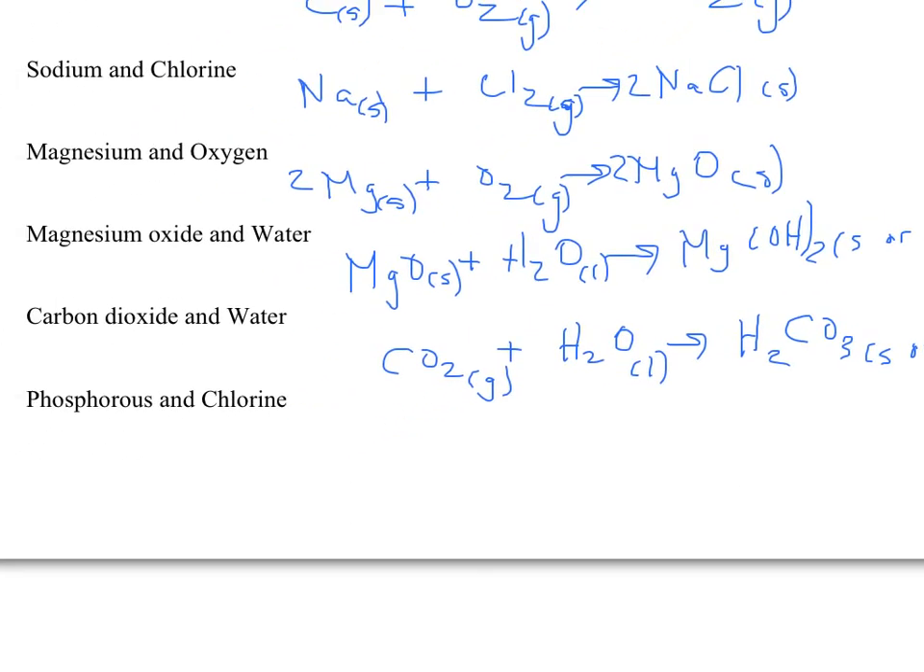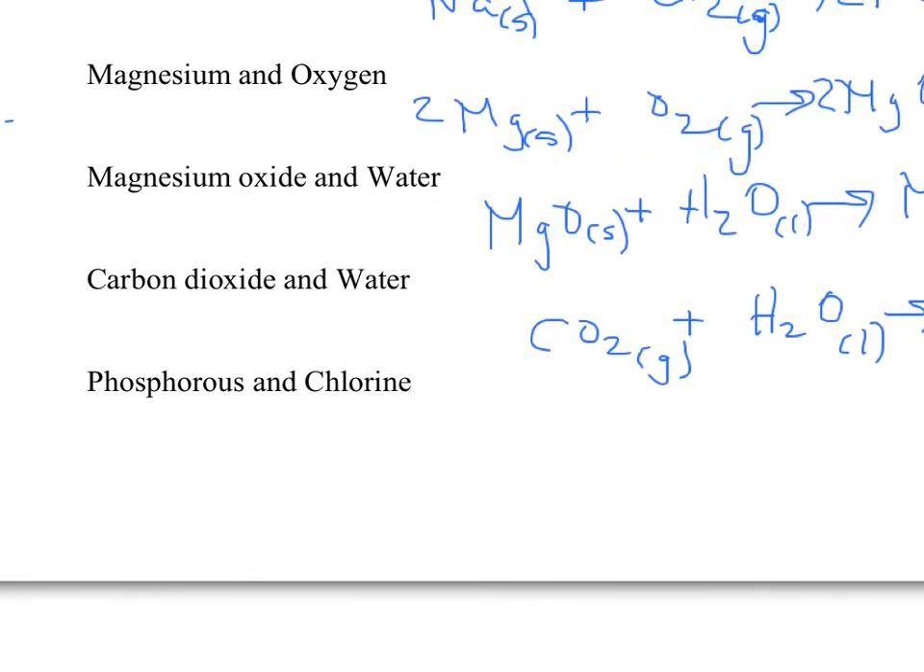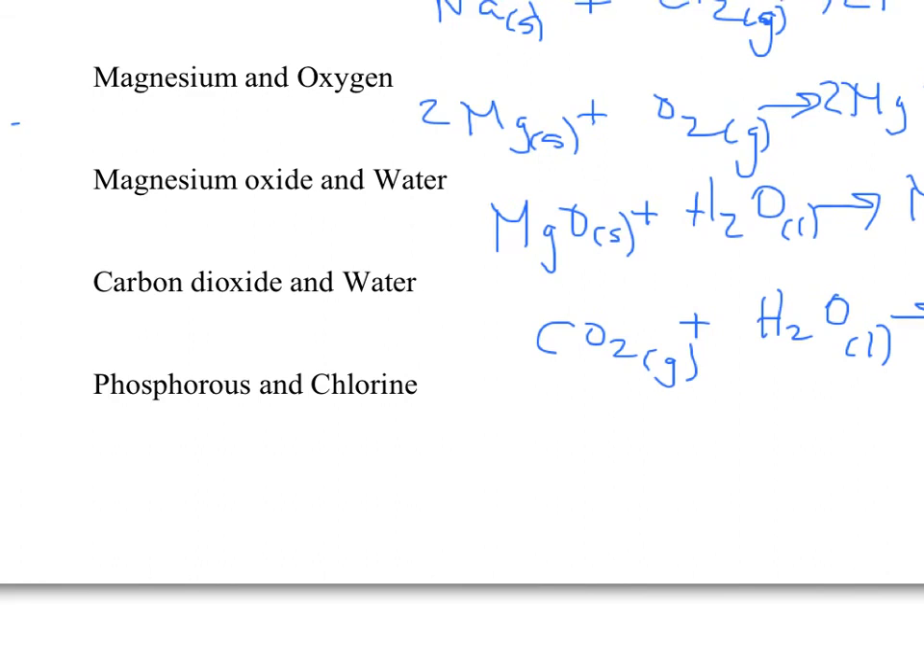The last example is reacting phosphorus and chlorine. Remember, chlorine is a diatomic. This is a nonmetal plus a nonmetal makes a molecular compound. But there are a couple of possibilities, and sometimes it's not clear right away what the molecular compound would be. You might need to draw a Lewis dot diagram.